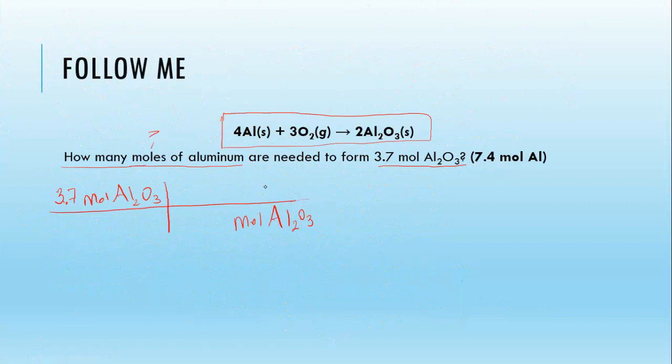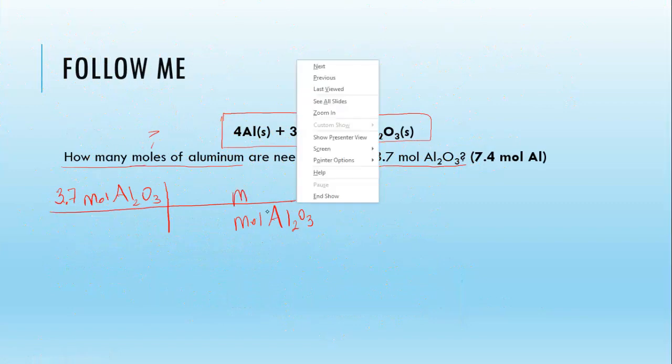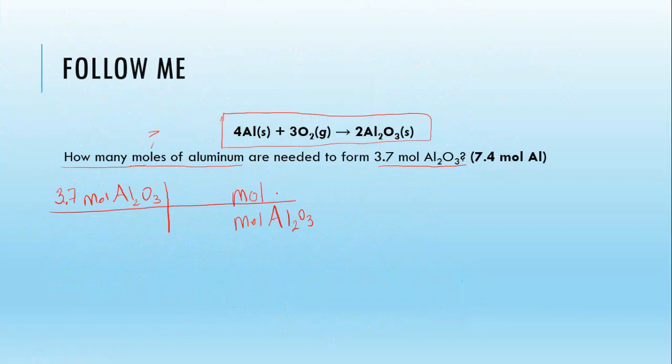So what we're going to do on top, moles of the next thing. What is it asking me about aluminum? And I'm going to put moles of aluminum on top. Well, how do I know how many moles of aluminum to how many moles of Al2O3? Look right up here. We're going to use the coefficients.